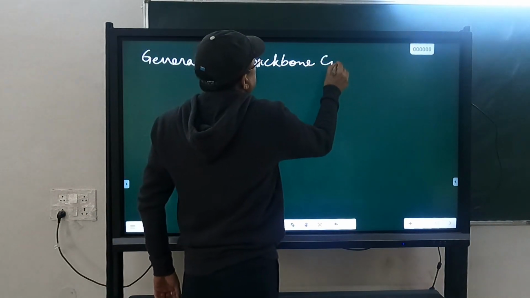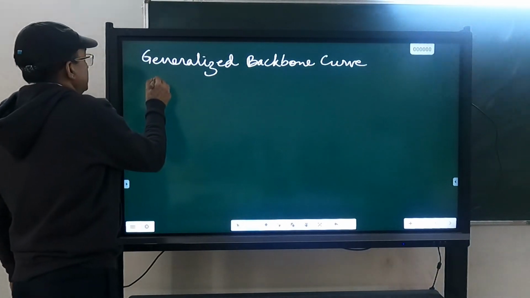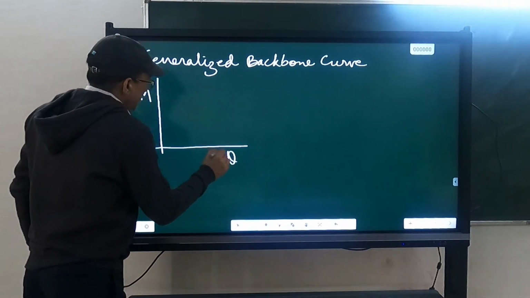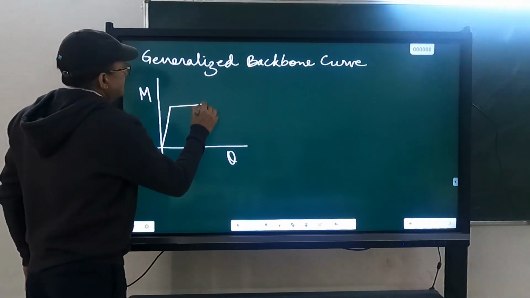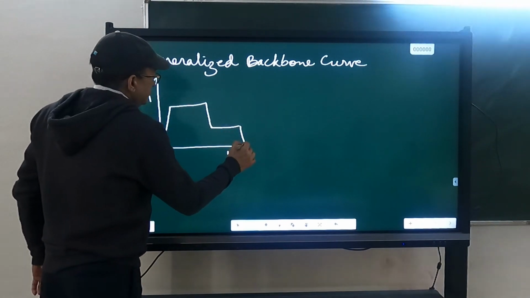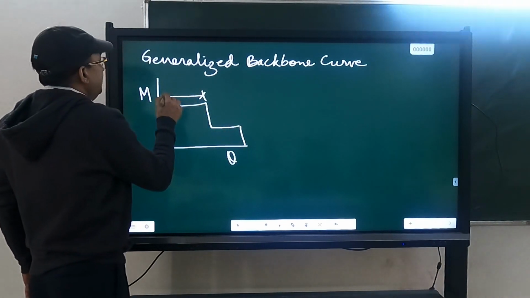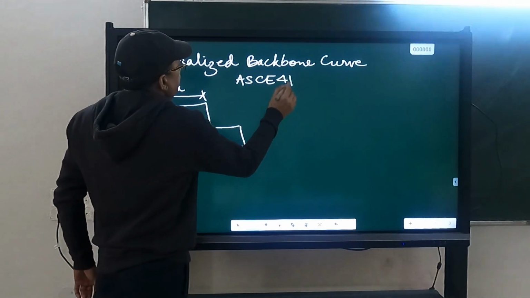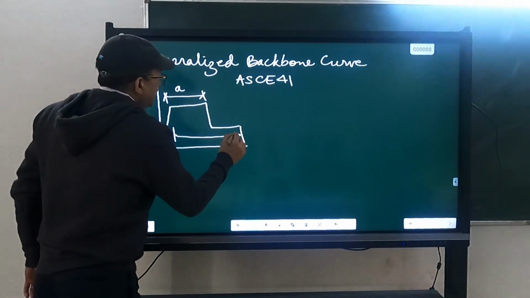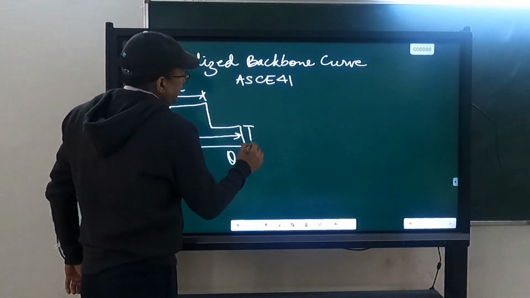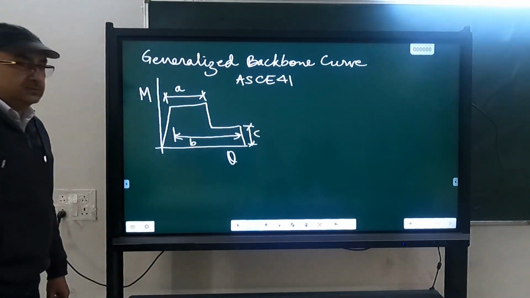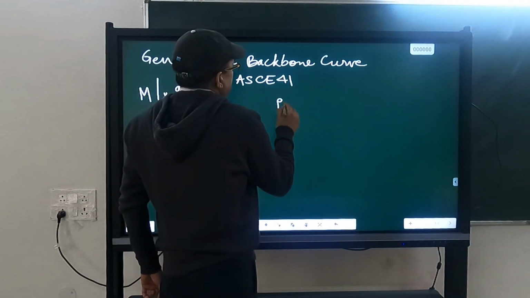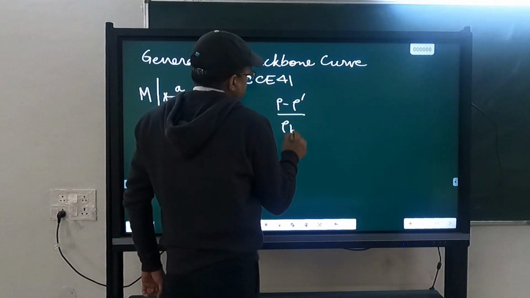Backbone curve. It is given as moment versus theta. This is denoted as A in ASC 41. This is denoted as B and this is denoted as C. So these values of A, B and C depend on rho minus rho dash over rho balance.